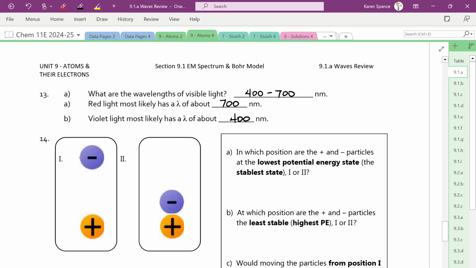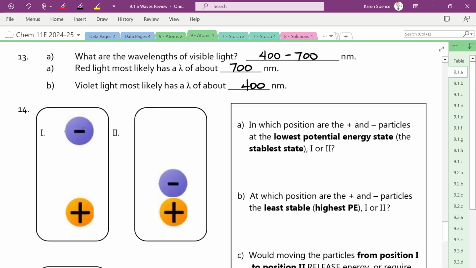Okay, and now you get to do a little thought puzzle for number 14. I'm going to let you think about that. Think about which is more stable. Is it 1 or is it 2?